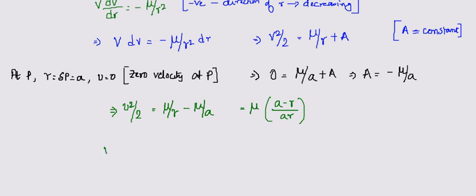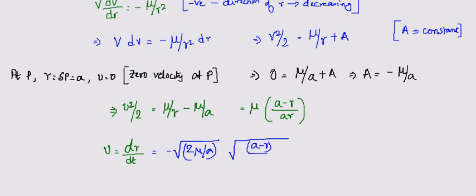So what will be v? We know that v is equal to dr by dt, so we can write v as equal to minus root over 2 mu by a multiplied by root over of (a minus r) by r. Again, why this negative sign? This negative sign is taken because r decreases as t increases.